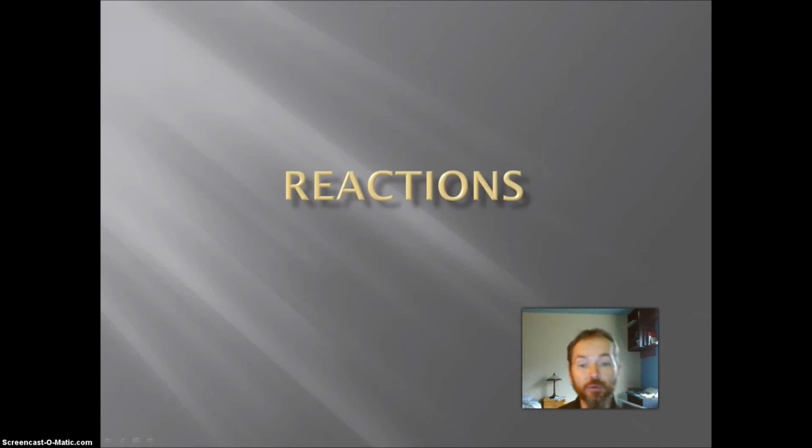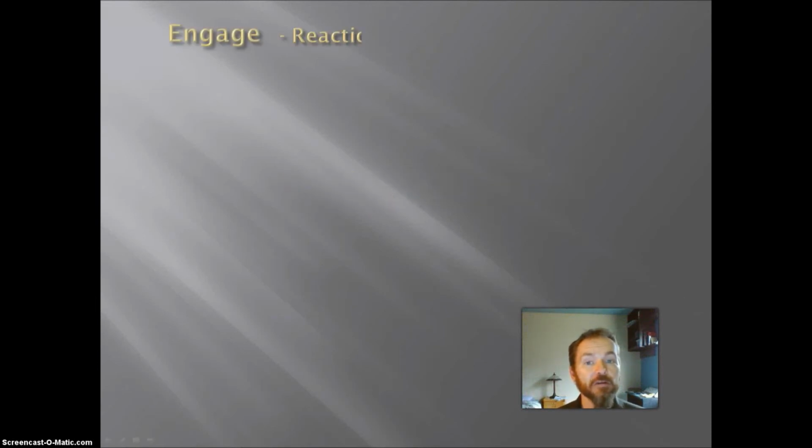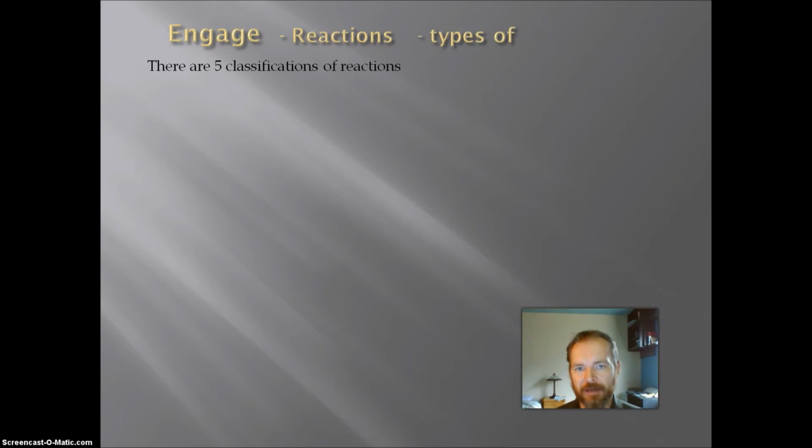Okay, in this module we're going to be looking at chemical reactions. Specifically, we want to look at the types of reactions that are possible. There are 5 classifications of reactions, and those classifications are based on the number and type of reactants that you have. So you're going to have to review your classifications of compounds in order to help you remember your classifications of reactions.